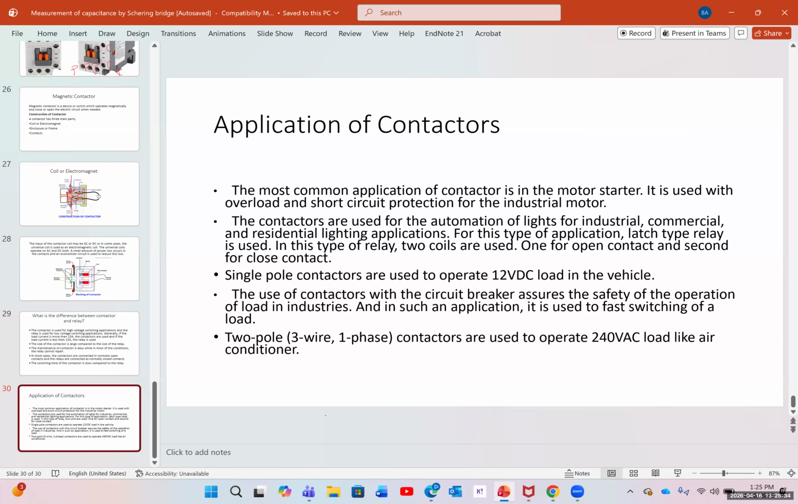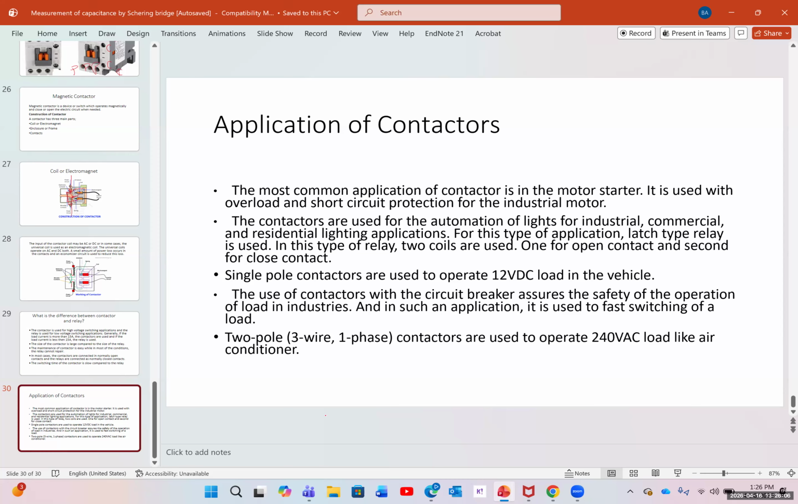Some applications of contactors. The most common application is as a motor starter. It is used with overload and short circuit protection for the industrial motor. The contactors are used for automation of lights for industrial, commercial, and residential light applications. For this type of application, a latch type relay is used. And in this type of relay, two coils are used, one for open contacts and the second for closed contacts.